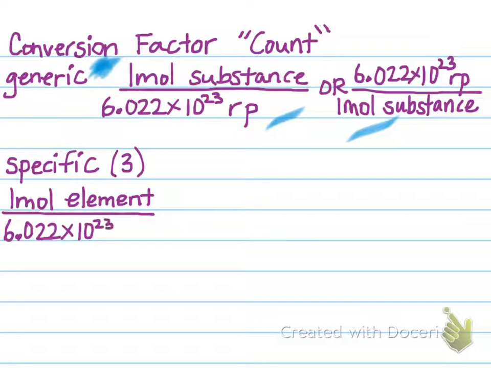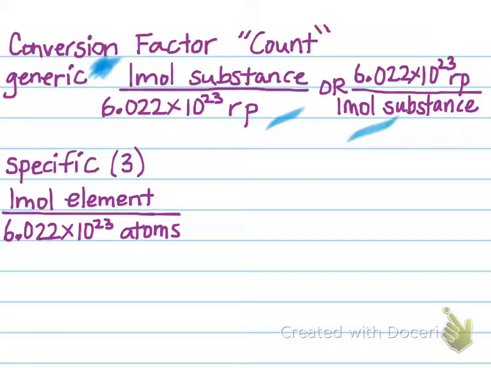And now, instead of representative particle, I'm going to have what that representative particle is, which is atoms, right? For an element, the representative particle is atoms. So that's one of my 3 specific conversion factors. And again, I could also write this as 6.022 times 10 to the 23rd atoms over 1 mole of element, okay?